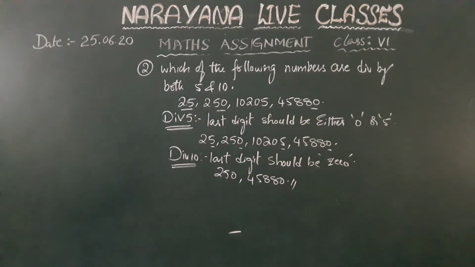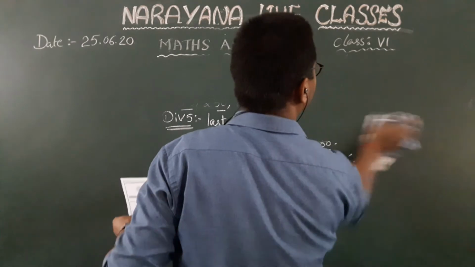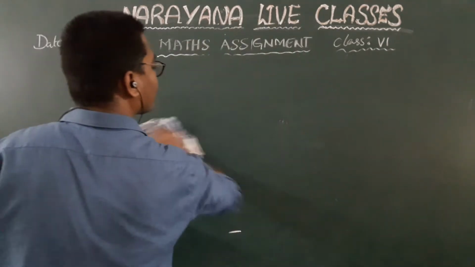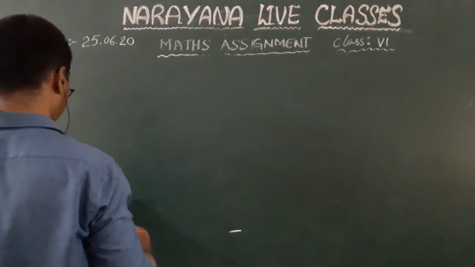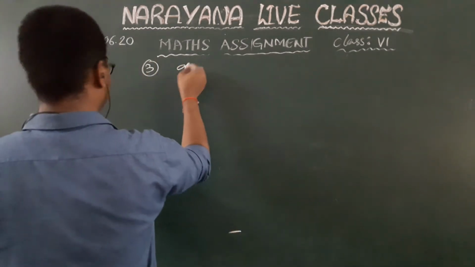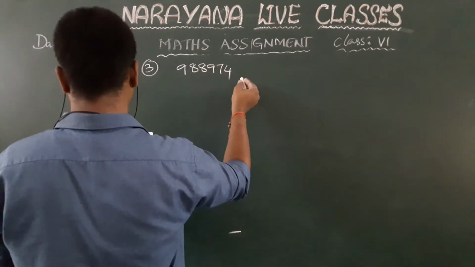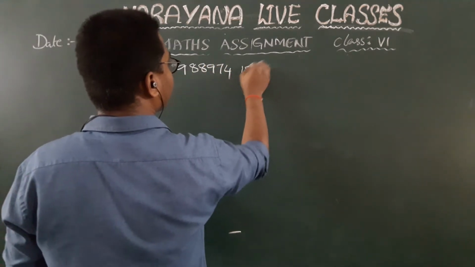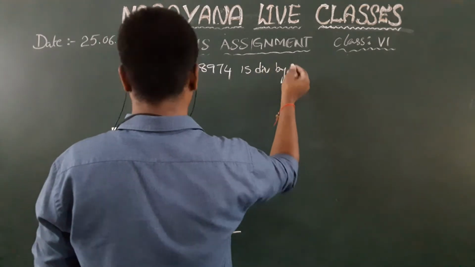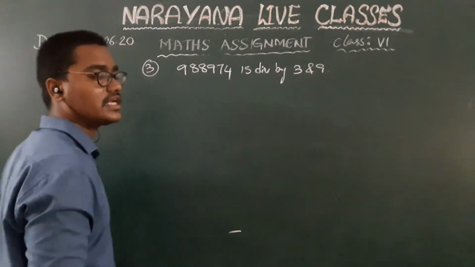Now coming to the third question, children. Sanjana says that the number 988974 is divisible by 3 and 9. Do you agree with Sanjana's statement? This is the question they are asking.